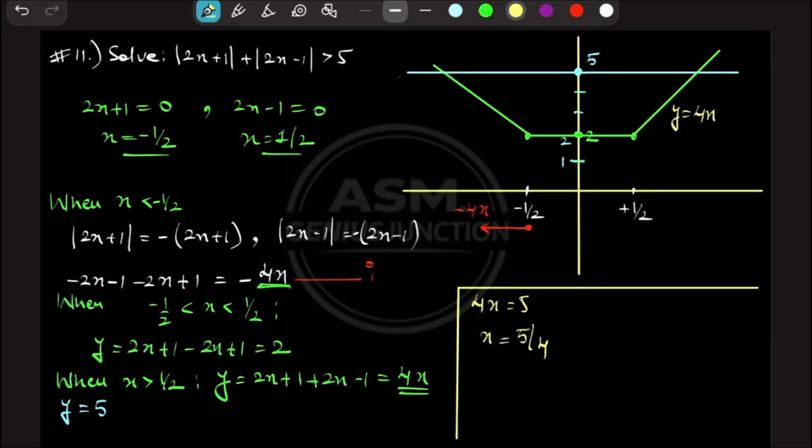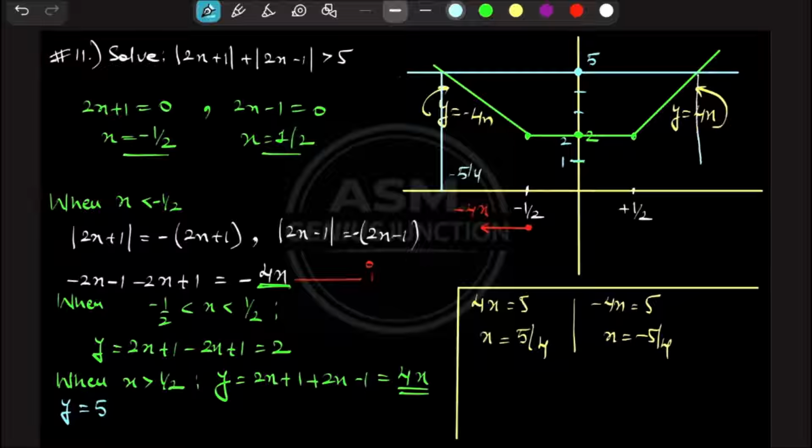So because y equals 4x is on this side, and y equals minus 4x is the equation of this green line. So this is x equals 5 by 4. I will put minus 4x equals 5, and I will get x equals minus 5 by 4. So my critical points for this question become minus 5 by 4 and plus 5 by 4, right?